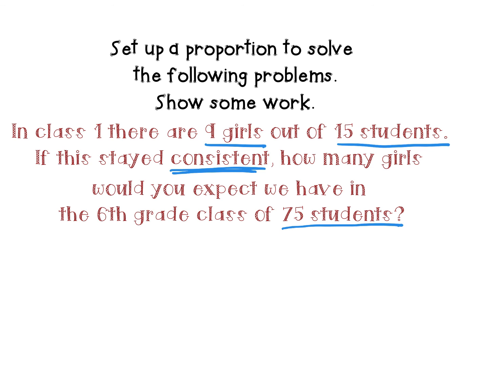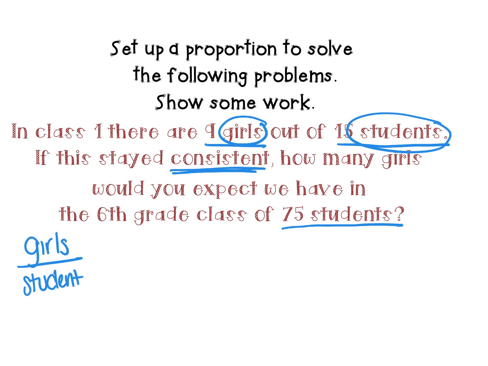So again, the first thing I want to do is set those labels up. What are the 2 things I'm comparing? Well, I'm comparing the number of girls to the number of students. So I'm going to say it's a girls to student ratio. The first ratio that's given is a 9 to 15 ratio. There are 9 girls for every 15 students. And then the question says, how many girls would I expect to have? So my variable might be up top with the girls in a class of 75 students. And that 75 goes on the bottom with my students.